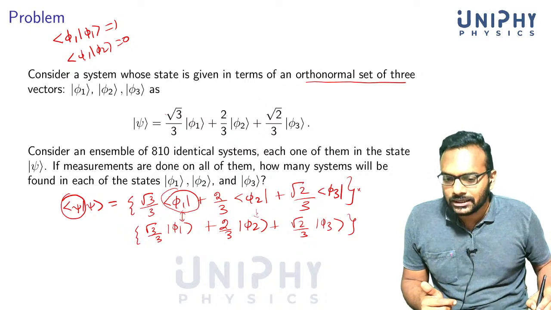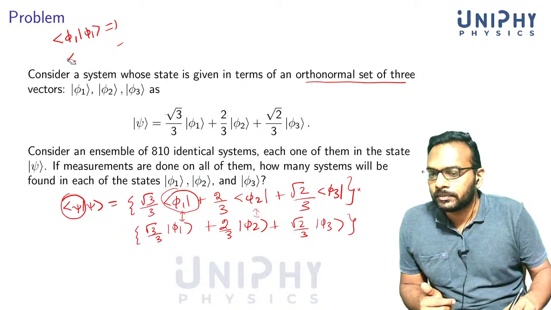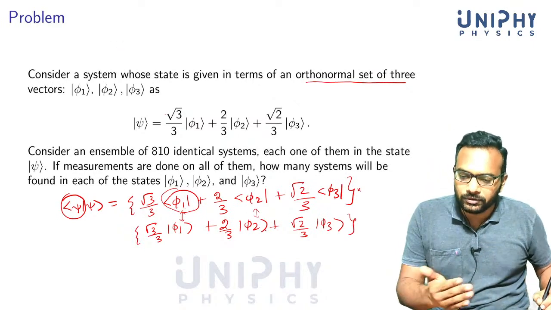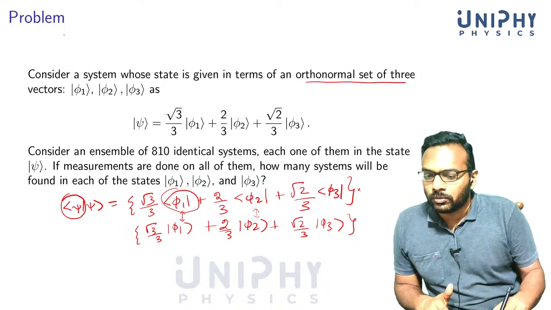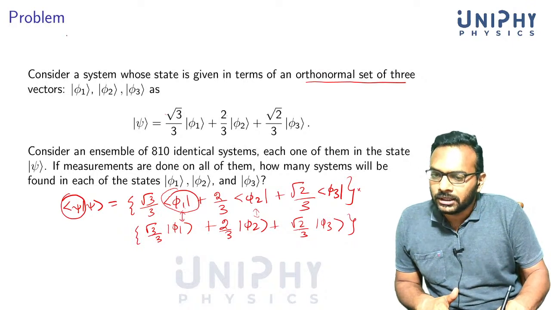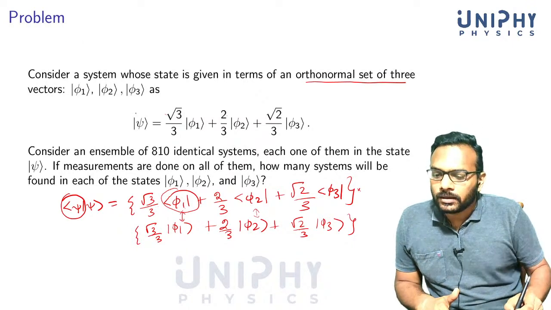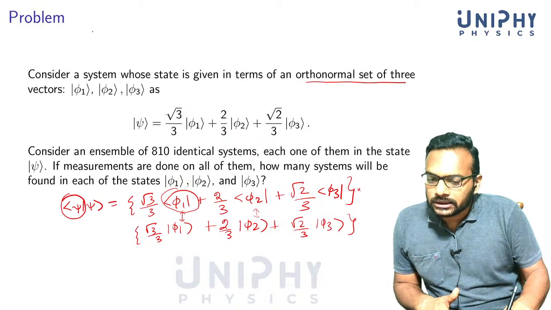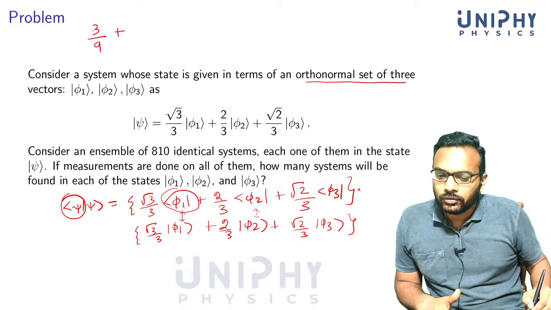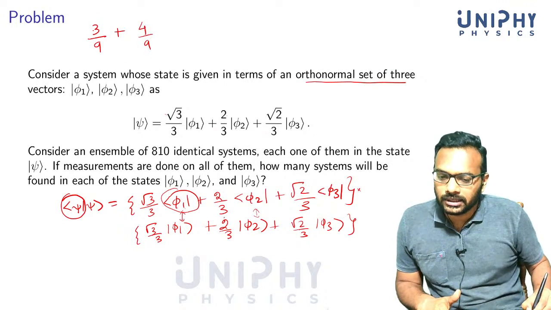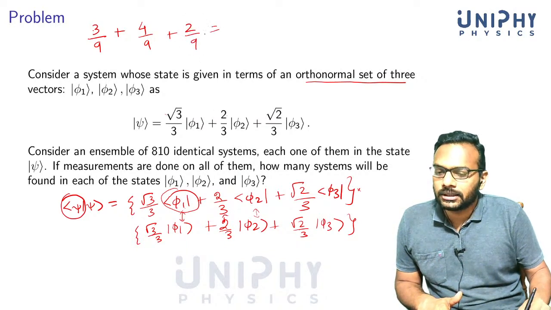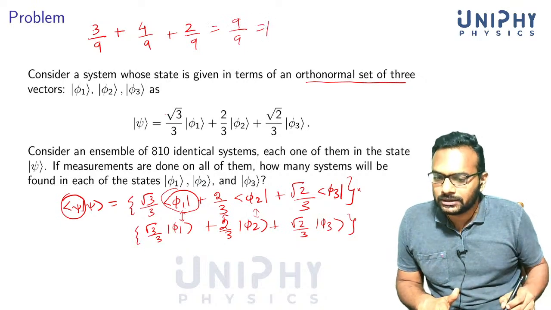And for phi 2, again, the only surviving combination is phi 2 with phi 2. Using the fact that phi 1 with phi 1 is 1, phi 2 with phi 2 is 1, and phi 3 with phi 3 is 1, you just multiply root 3 by 3 by root 3 by 3. So it would be 3 by 9 plus 4 by 9 plus 2 by 9. That is 9 by 9 equal to 1. So you see that it is normalized.